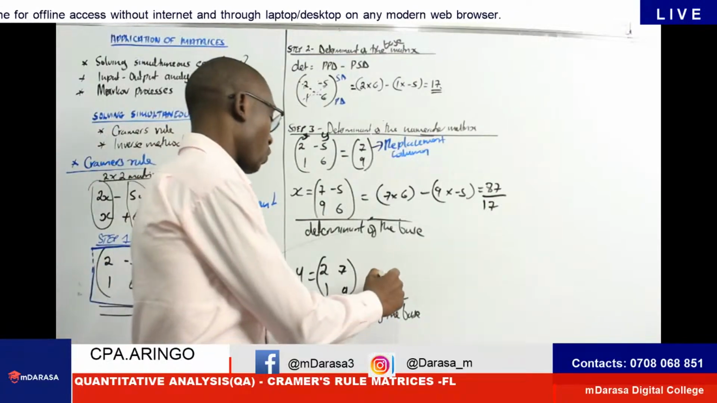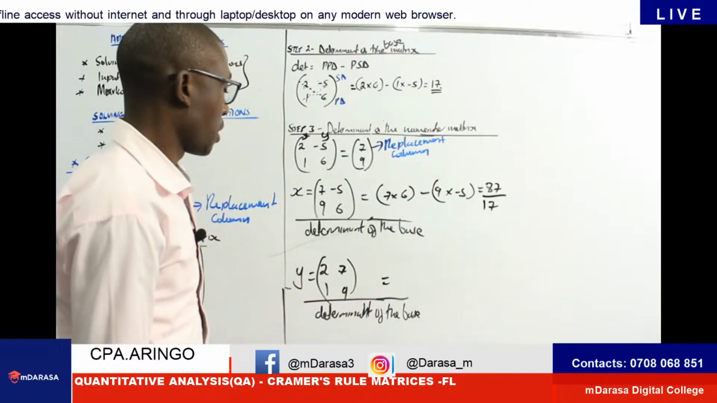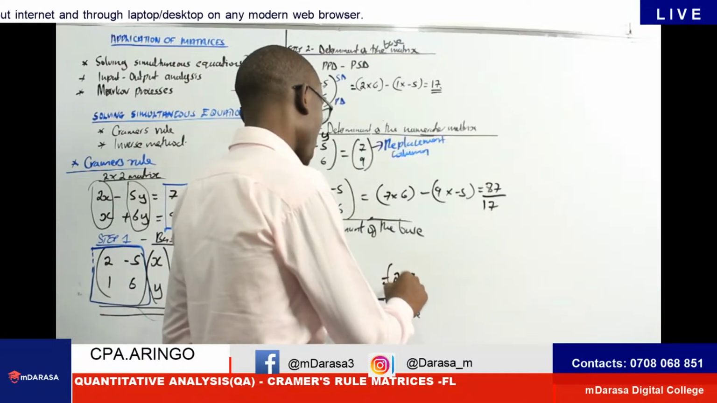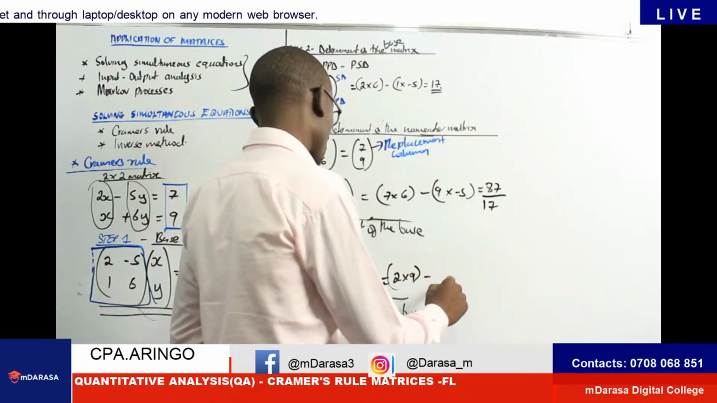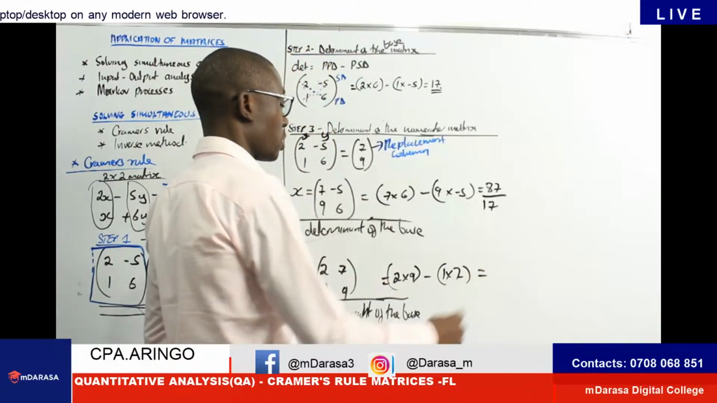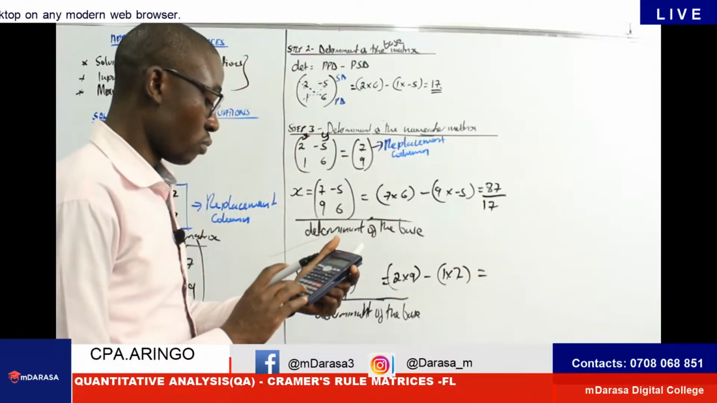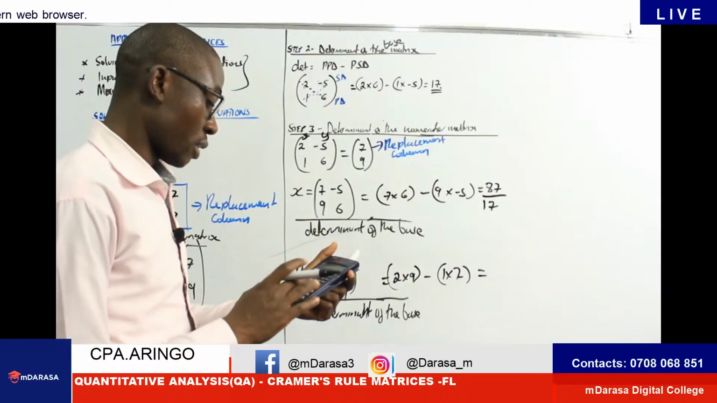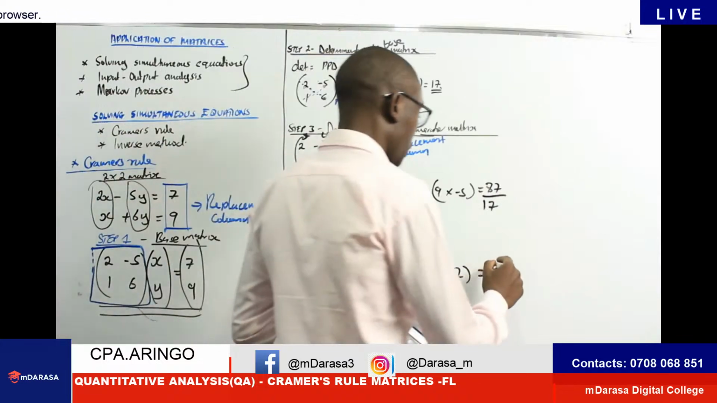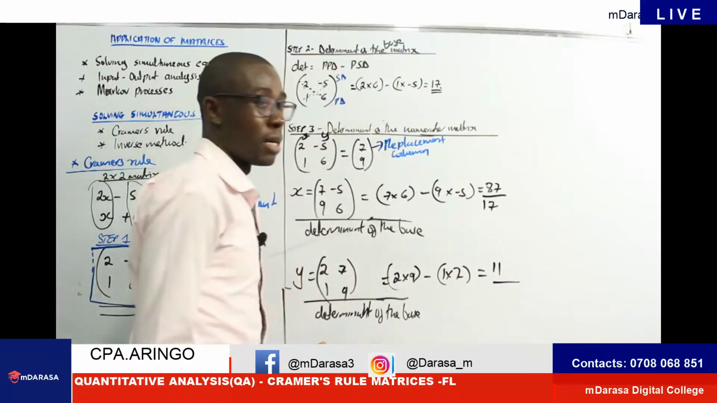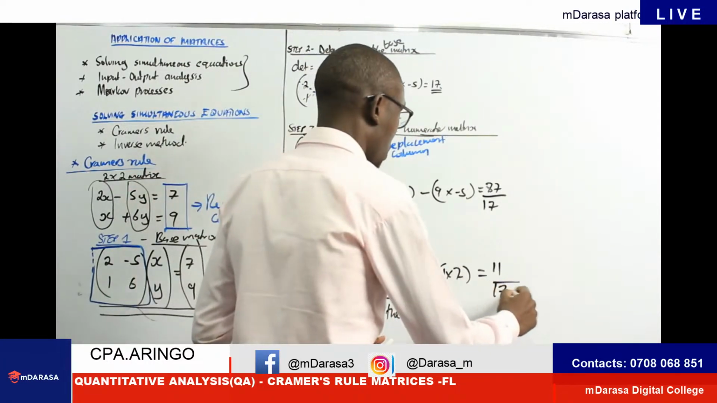What about the value of y? For the value of y, the same case: product of primary diagonal, 2 by 9, less product of secondary diagonal, 1 by 7. So that at the end of the day, that should give us 2 by 9 minus 1 by 7. That should give us 11. So we're going to have 11 there. And of course, the determinant of the base matrix will not change. I should be having 17.